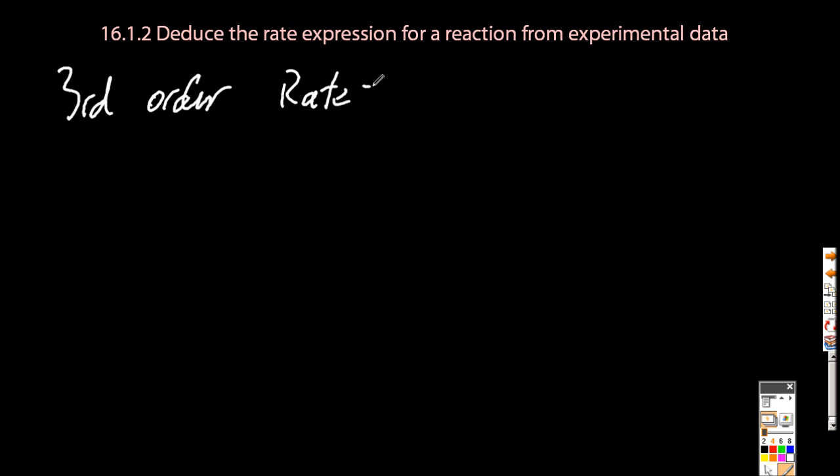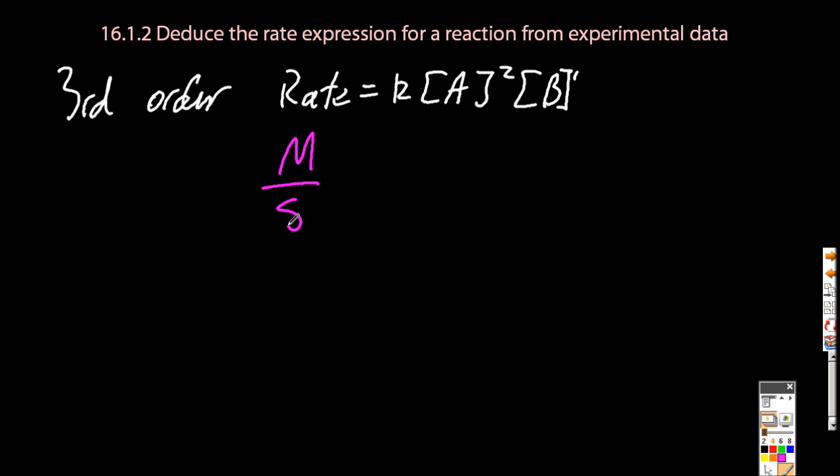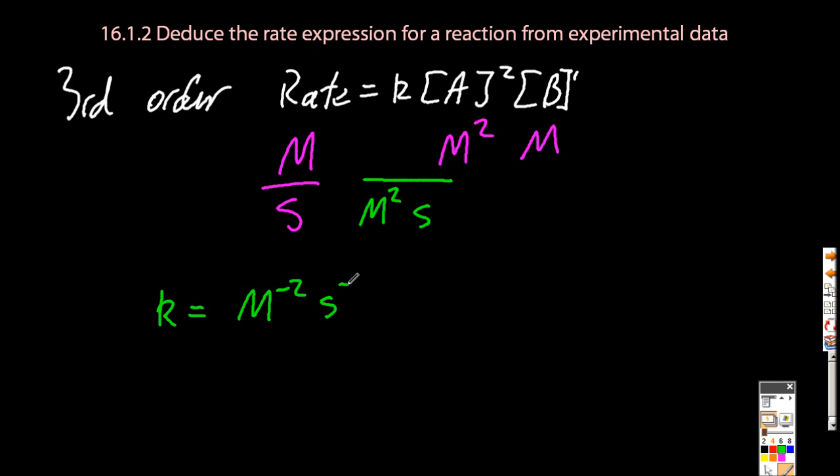Finally, for a third order reaction, adding up the individual orders of reaction gives me 3 here. And so by using the same logic, the units for k have got to be molar squared per second. Now you can write it like that, but the IB never will. They'll put it as this rather confusing looking unit there.